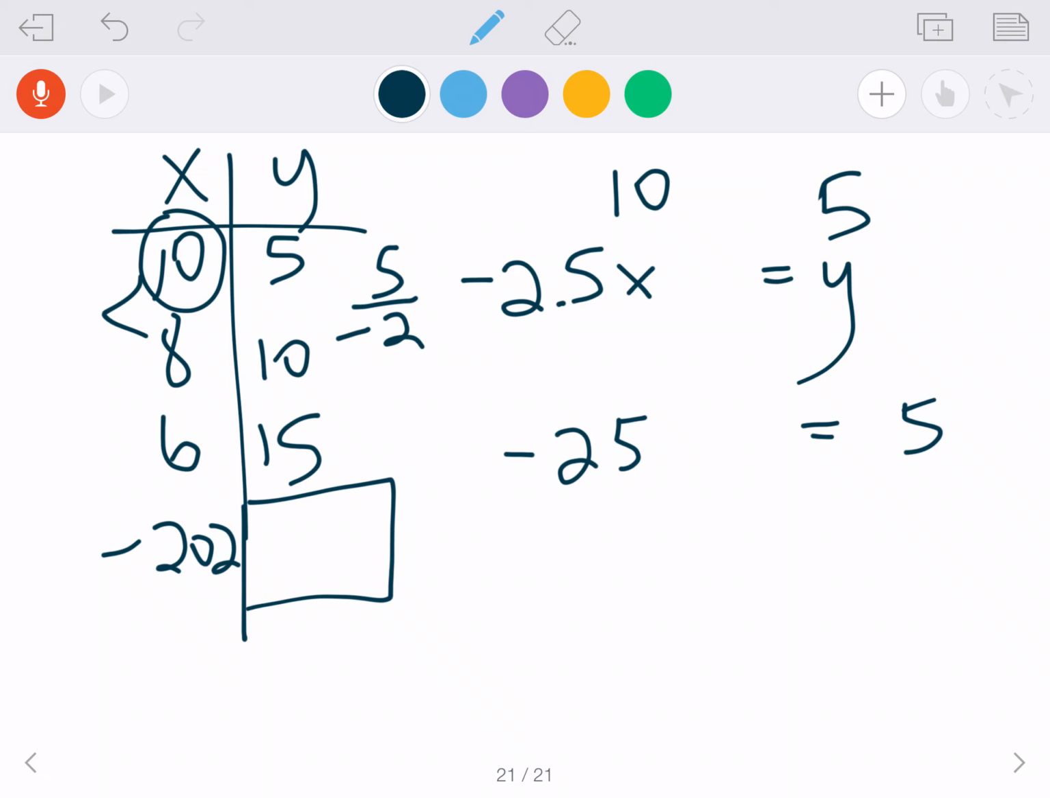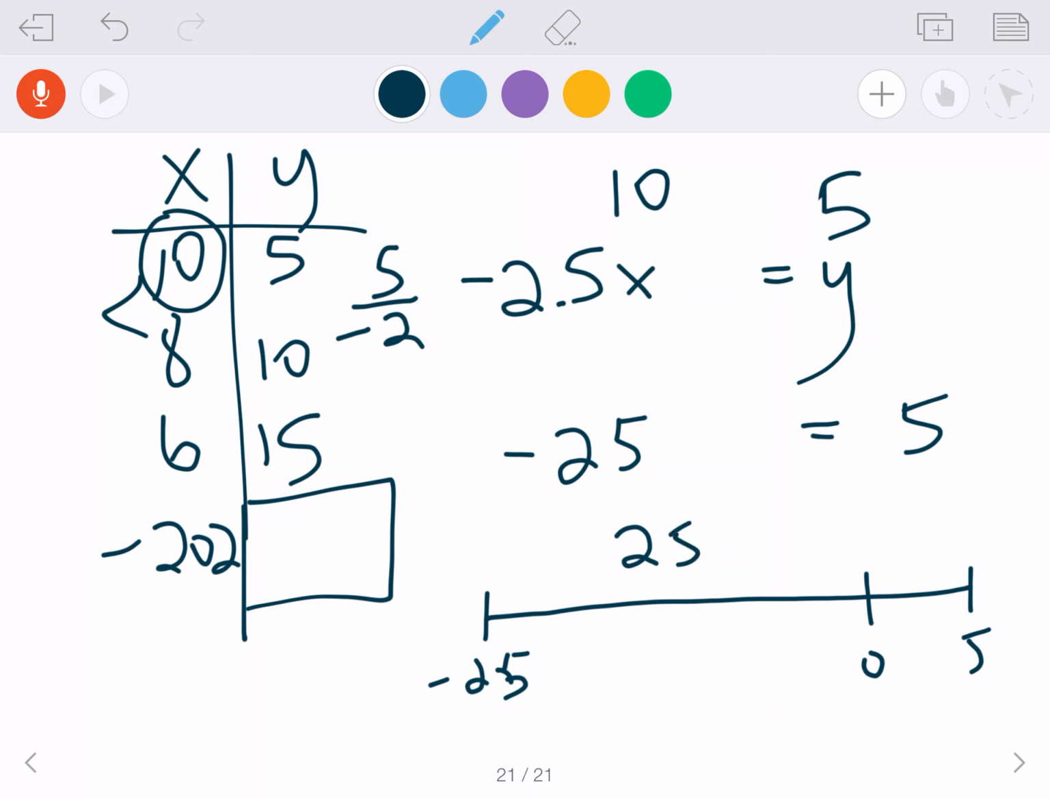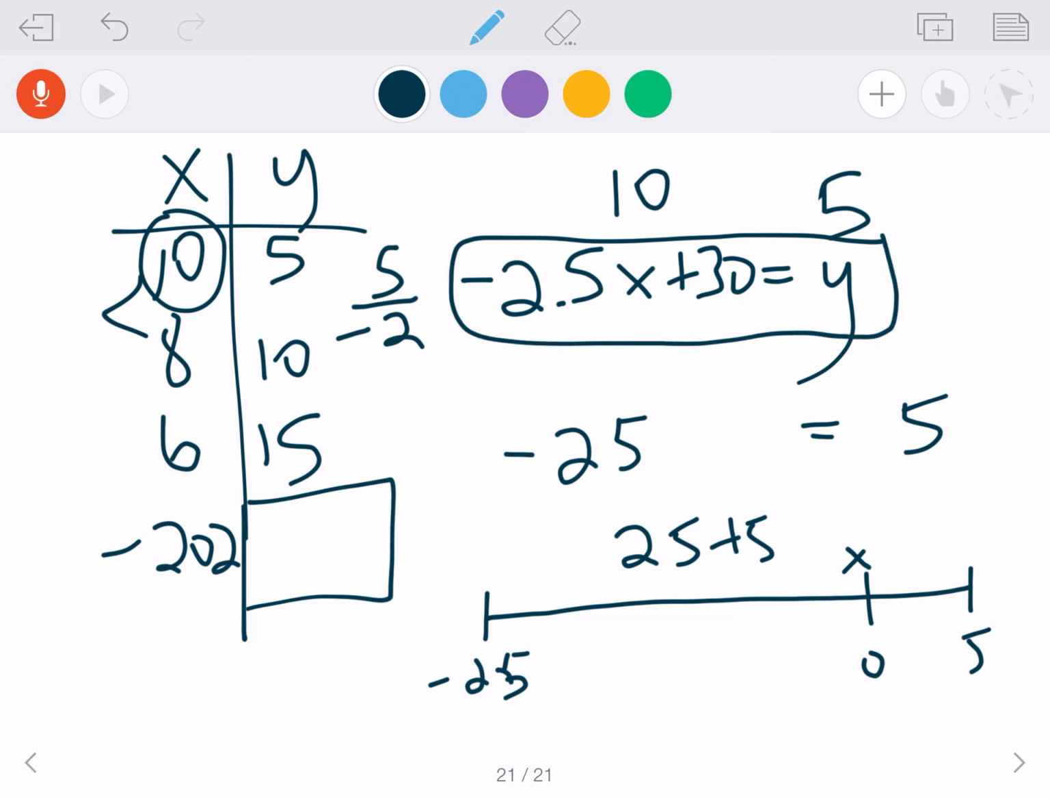Now, I want you to consider, how do you get from negative 25 to positive 5? And a good way to think about it is take a number line. This is negative 25, and this is 5. Now, before you get to 5, you're going to have to go through 0. And to get from negative 25 to 0 is pretty simple. It's positive 25. Now you're standing right there. So to get to 5, you just add another 5. So that would be plus 30. And there you go. There's your linear equation.